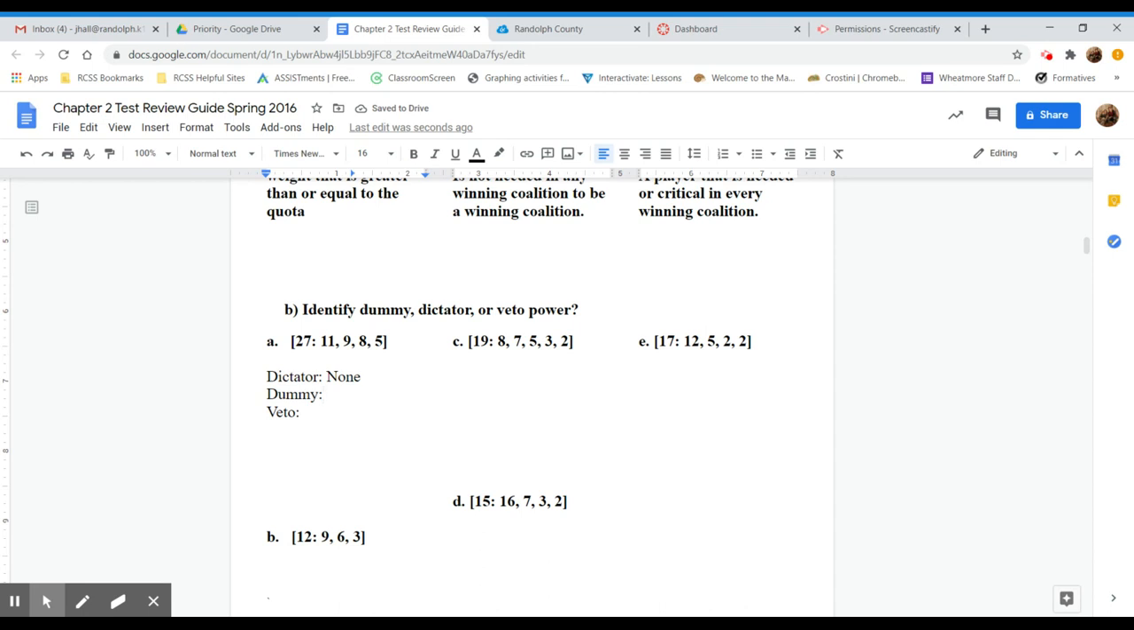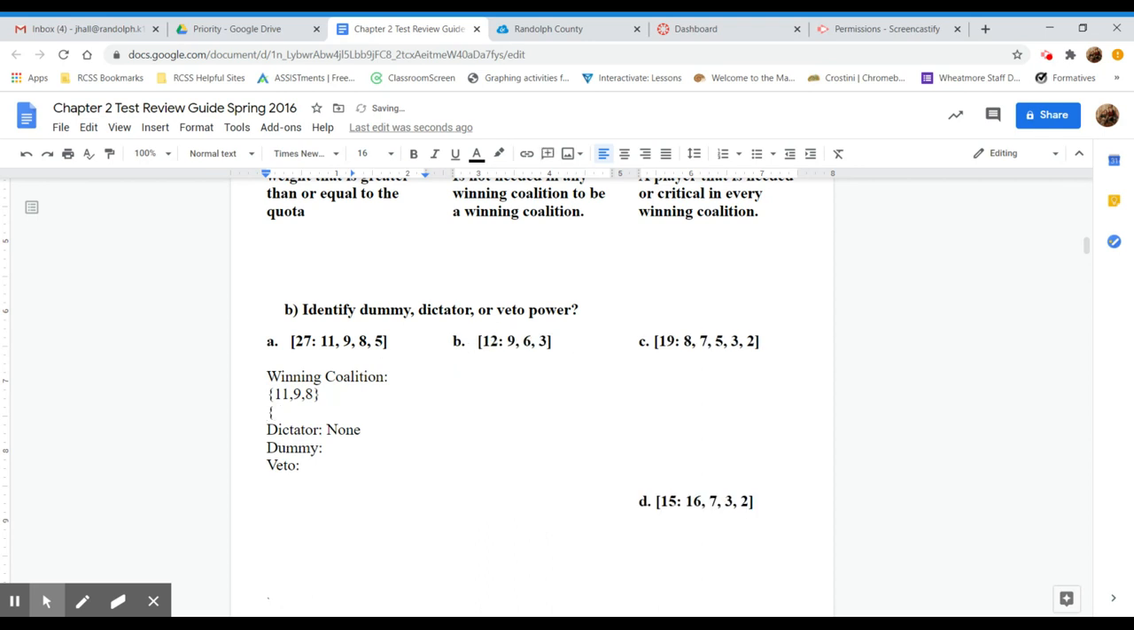A dummy, if you go to every winning coalition, so if we're going to list out our winning coalitions, right? We've got to list out the people who win. So if we take 11 and 9, and we add their votes together, they still don't equal 27, so we got to add somebody else in. Okay, if I add 8 in, now we go above 27, that's a winning coalition. Another winning coalition is if I take 11, 9, 8, and 5, which is also called the grand coalition.